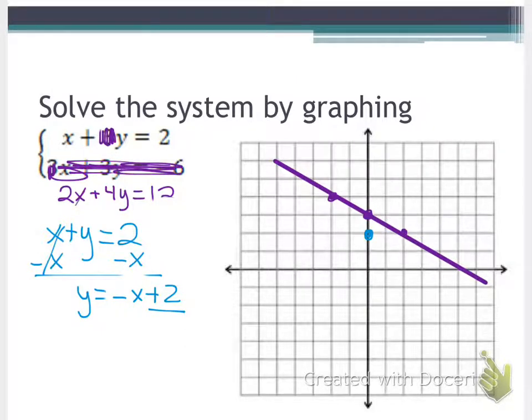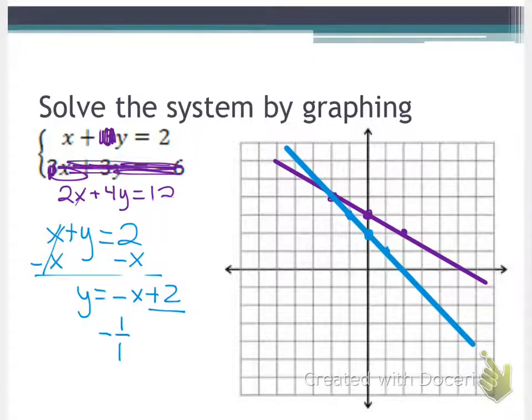My slope is negative, right? Negative x is the same as writing negative 1 over 1. So my rise is 1, and my run is negative 1, so I go up 1 over to the left 1, or it's down 1 over to the right 1. And then I draw my line again. I'm trying to use different colors so you can see very apparently which line is which.